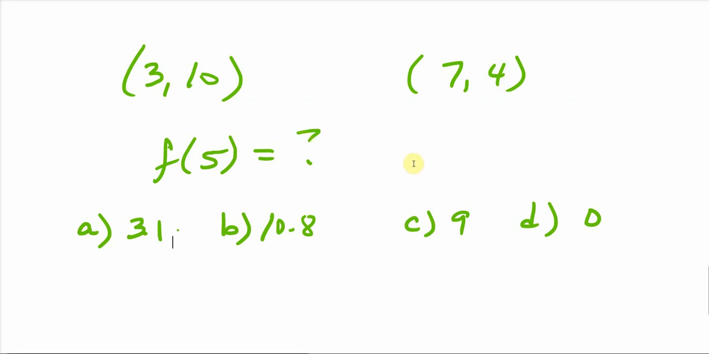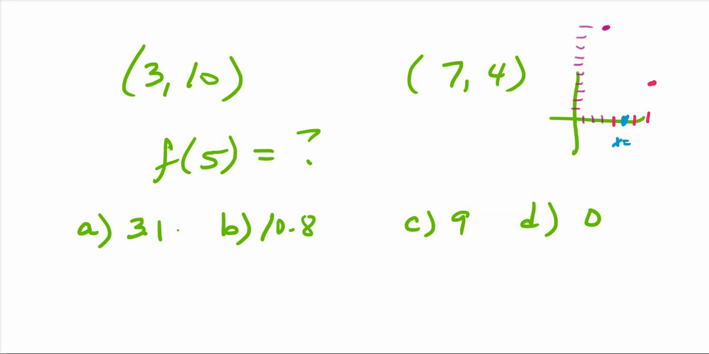So if I was to look at this graphically and I was to put (3, 10), 1, 2, 3, 1, 2, 3, 4, 5, 6, 7, 8, 9, 10. I have this dot up there, (3, 10). And then I have another dot at (7, 4). 3, 4, 5, 6, 7. (7, 4) is right there. Then that means that what? f of 5, 1, 2, 3, 4, 5. f of 5 right here. This is my 5.